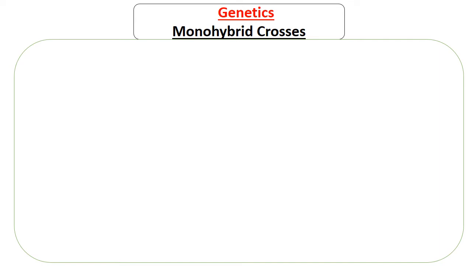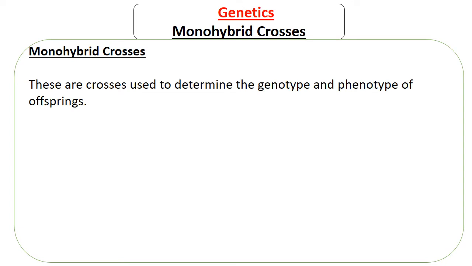Now we start the interesting part, monohybrid crosses. Monohybrid crosses are crosses used to determine the genotype and phenotype of offspring. So if, before you marry, for those who are not married, you know the genotype of your partner and your own genotype, you can tell how the children are going to be. So that's what we're going to start studying in monohybrid crosses, and this is where it gets interesting, like I said.